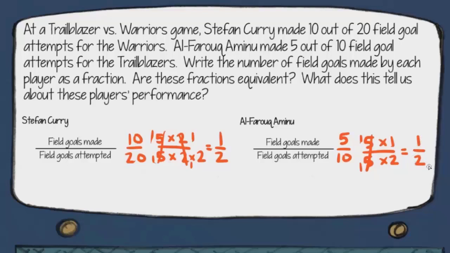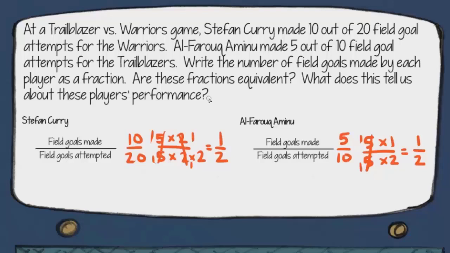Going back to the problem, the question also asks us to consider what these numbers tell us about each player's performance. Let's imagine for a minute. Both players are shooting out on the court. We know from doing the math that they both made about half of the field goals. Do you think they have a similar skill set when it comes to field goals?